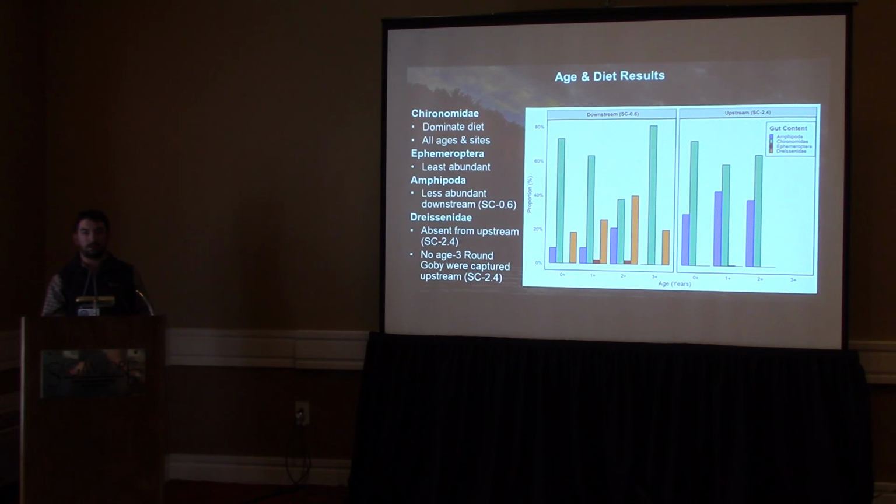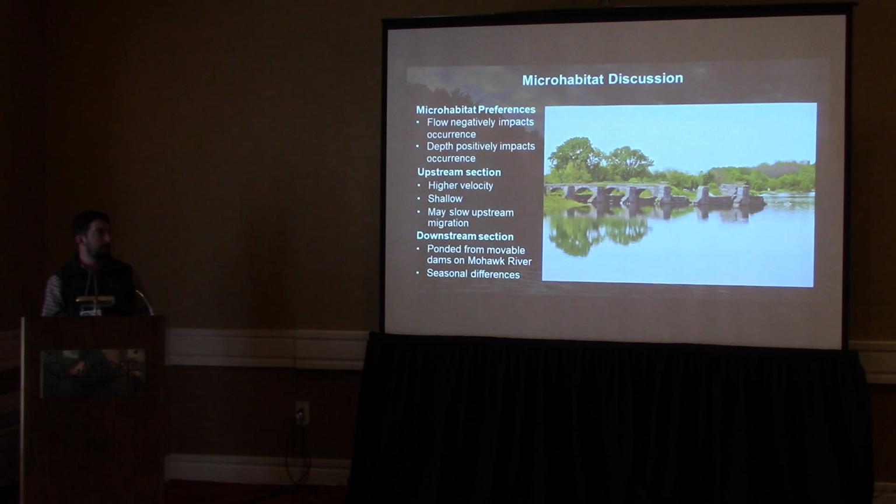Chironomids are dominating the diet for all ages and both sites. And I put the Ephemeroptera there. Mayflies basically made up almost nothing, but they were found. And amphipod scuds were more prevalent in the upstream site where the dreissenid mussels were absent. Another thing to note too is no round goby were at the upstream site.